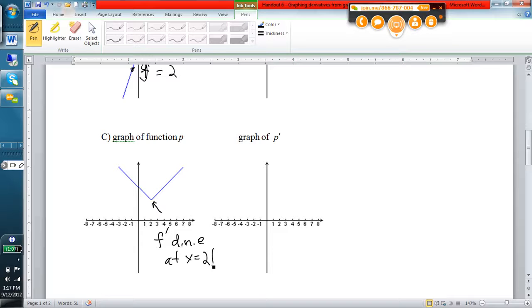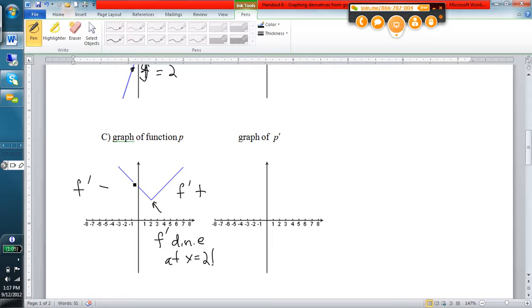Now, to the left of x equals 2 over here, what have we got? What are the slopes over here? You got negative slopes, and so the derivative is negative over here. On the other side of 2, you got positive slopes, so the derivative is positive over here. Now, the other aspect of this is those are straight lines. And what do straight lines turn into when we graph their derivatives? Horizontal lines.